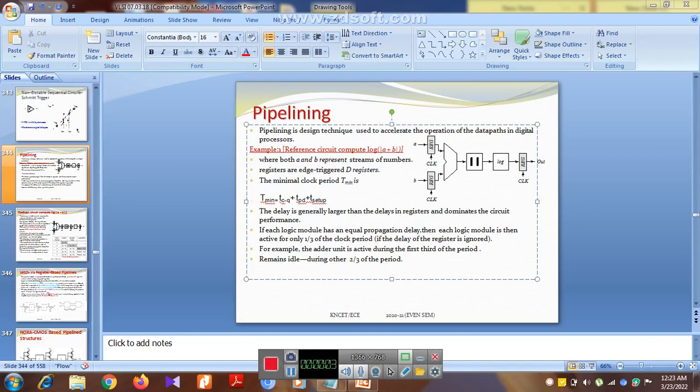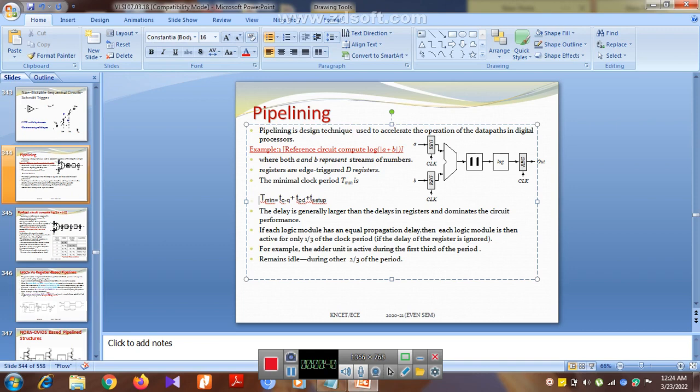Unit 3. The main objective of Unit 3 is to learn the design and realization of sequential circuit design. From the third unit, now we are going to discuss pipelining. What is pipelining? Pipelining is a design technique used to accelerate the operation of the data paths in digital processors.